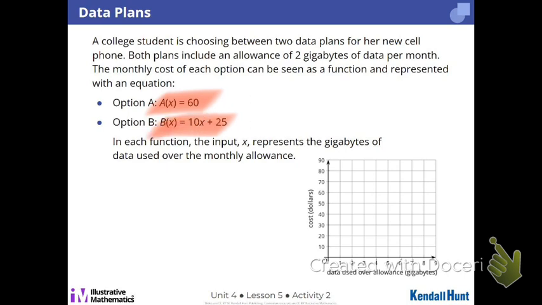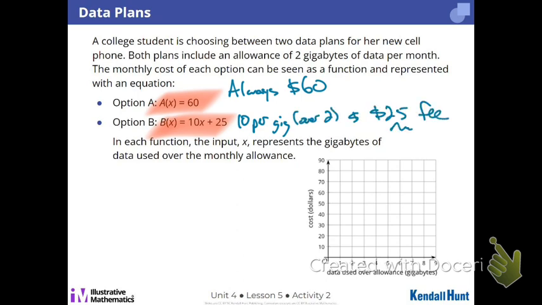So help me out with words. Option A, what's the price no matter what? $60. Okay? Option A is always $60. Doesn't matter how many gig. Okay? What about option B? How could we explain option B? $10 per gig plus a $25 sign-on. 10 per gig over 2, right? And $25 fee monthly. It's like a monthly fee that must be, right?